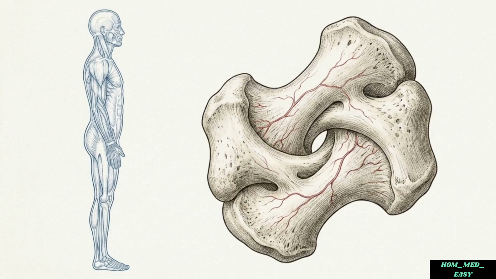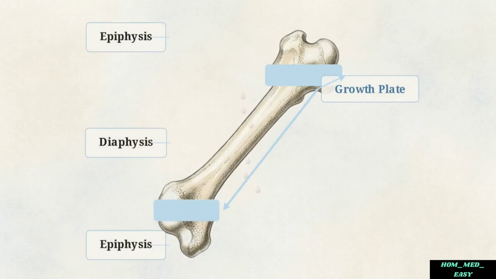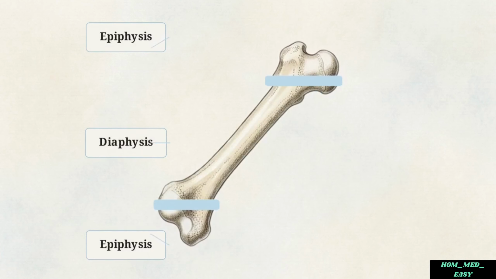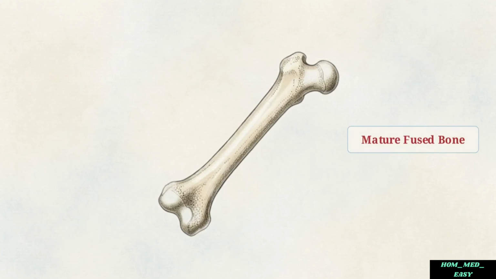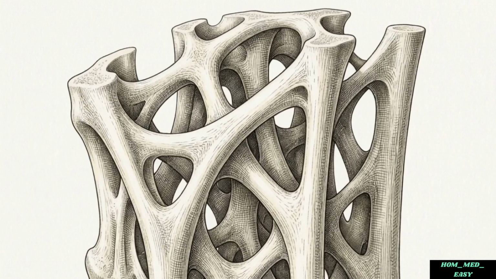Stage 7, the fusion of the epiphysis with the diaphysis. The rate of ossification eventually outpaces the proliferation of new cartilage. The epiphyseal plate is entirely consumed, causing the isolated ends to permanently fuse with the main shaft. Once that fusion occurs, the microscopic conveyor belt is gone. All vertical growth permanently stops.